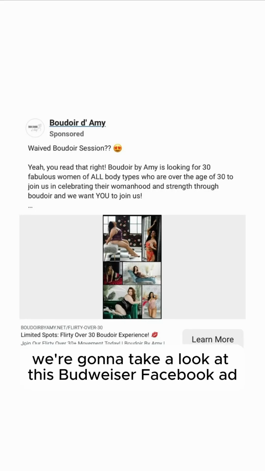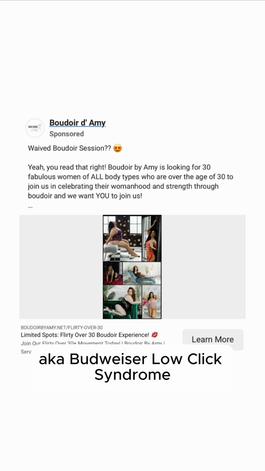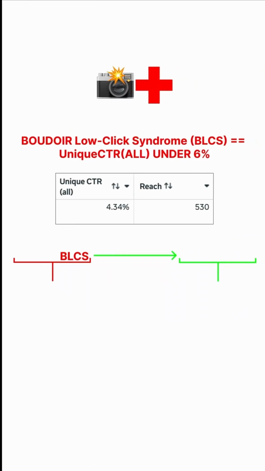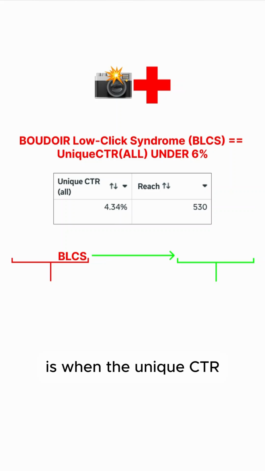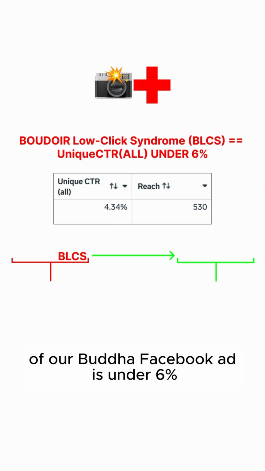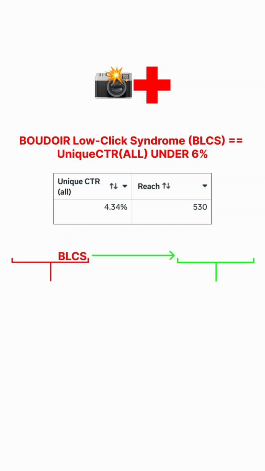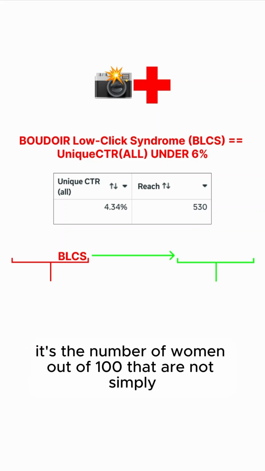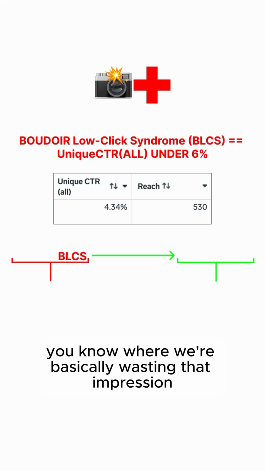All right, y'all, we're going to take a look at this Boudoir Facebook ad, and diagnose it to see if we believe it has BLCS, aka Boudoir low click syndrome. BLCS is when the unique CTR of our Boudoir Facebook ad is under 6%. This means fewer than 6 out of 100 women are clicking somewhere on our ad, aka it's the number of women out of 100 that are not simply scrolling right on by, where we're basically wasting that impression.